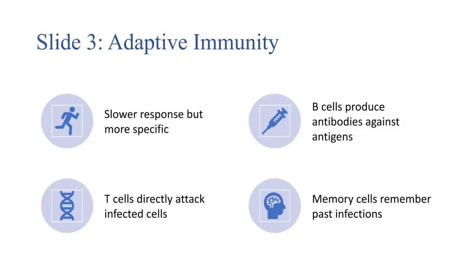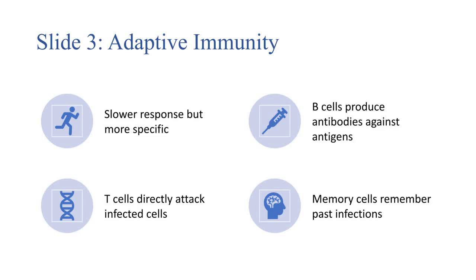Now let's talk about adaptive immunity, which is a more specialized defense mechanism that provides a slower response but is more specific to particular pathogens. Adaptive immunity is activated when innate immunity is not able to completely eliminate a pathogen. Adaptive immunity involves two types of cells, B cells and T cells.